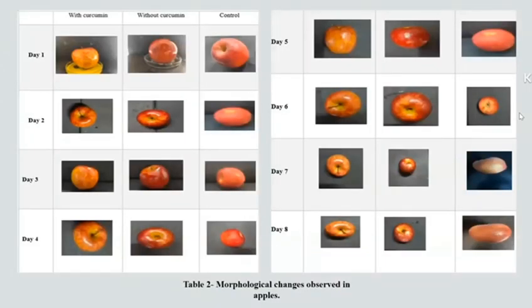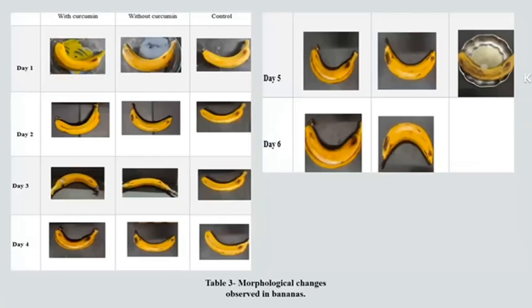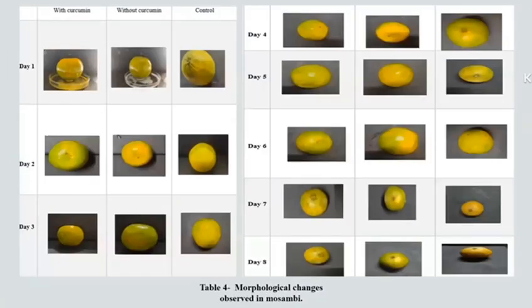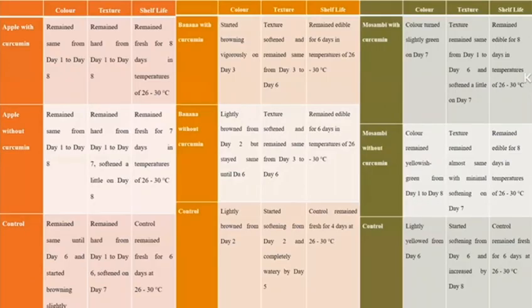So these are the morphological changes that we observed in the following fruits. For apples, they remain fresh for 8 days, whereas bananas remain fresh for 6 days, and mosambis also remain fresh for 8 days. The following are the tables of interpretation of shelf lives of the fruits that we used. These all specify the fruits with curcumin, without curcumin, and control.